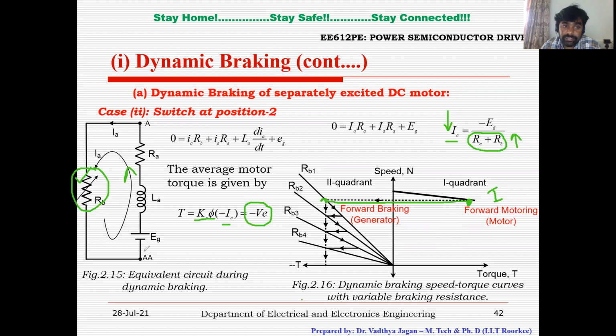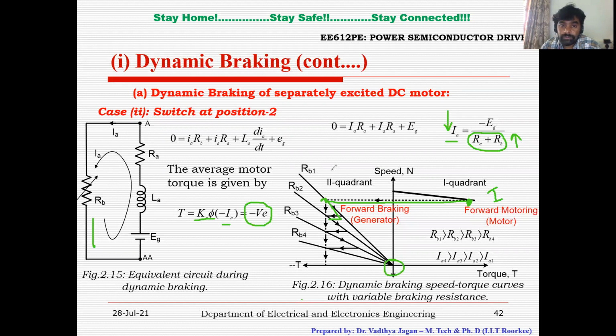the energy which is there in the armature of the DC motor, which is called kinetic energy, is dissipated. That depends upon the value of this external resistance RB. If the value of resistance is high, it will take more time to discharge its energy. If I keep reducing the value of this external resistance, it will take less time to discharge its energy completely, and finally it will become zero.